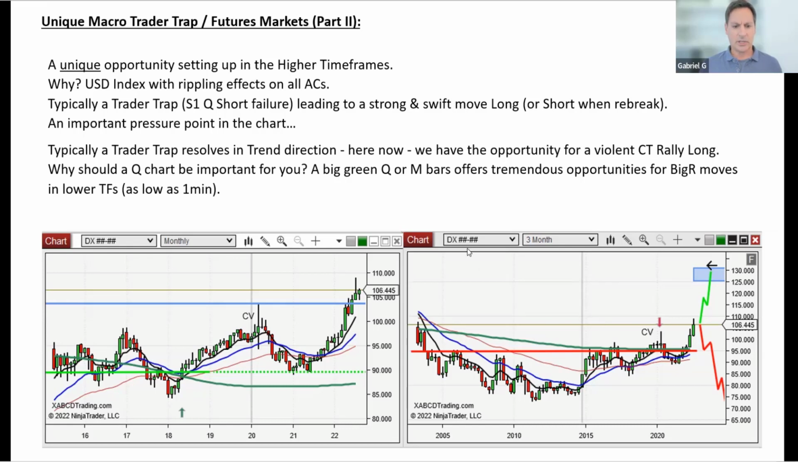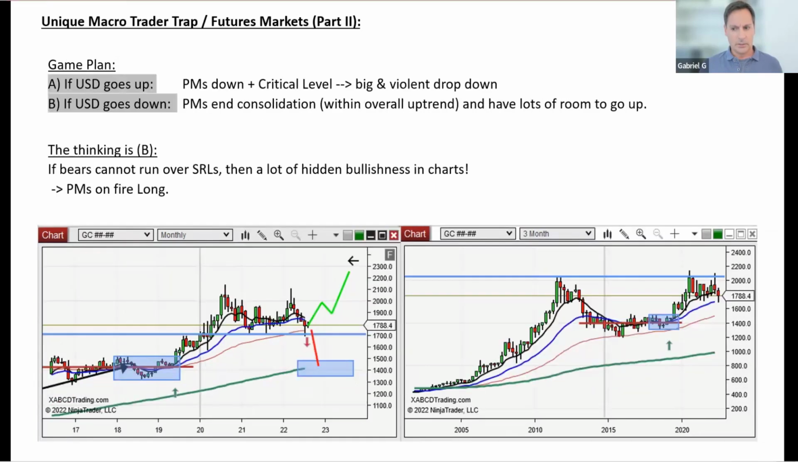So why should a quarterly chart be important for you? A big green quarterly bar or a series of green monthly bars offers a tremendous opportunity for a big move in lower time frames. And this can go as low as a 1 minute chart. We get a big bar, well, that's a very strong trend in lower time frames, and that can be traded. So now it gets interesting because we can strategize.